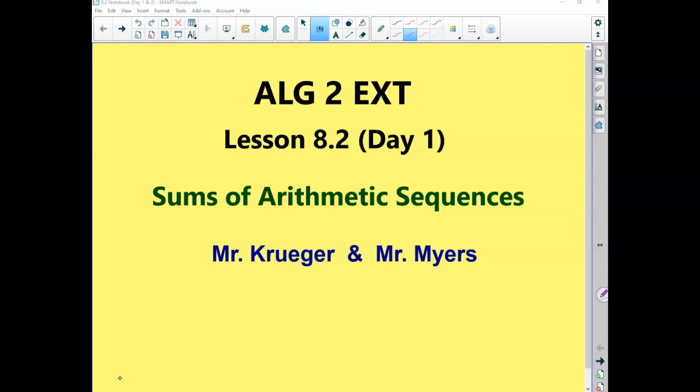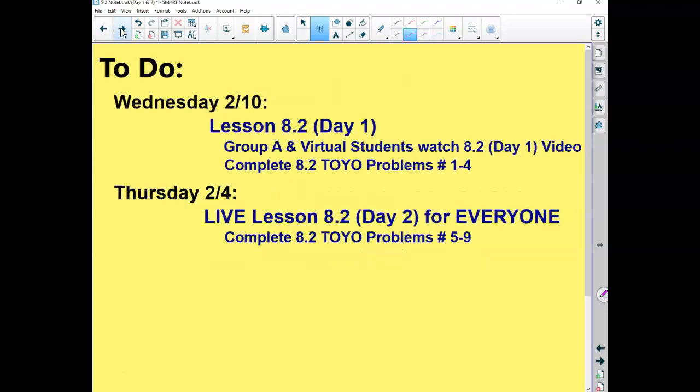We're going to cut this in half. We're actually looking at sums of arithmetic sequences. So what does that mean? That means we're going to take a whole cluster of numbers, and rather than taking our calculator and adding them one at a time, we're going to find a nice little shortcut to throw them all together if they are an arithmetic sequence. And that's today, 8.2.